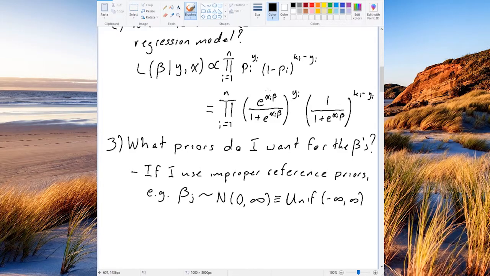So again, I'm not a big fan of using improper reference priors. Proper reference priors I'm cool with, but improper reference priors can cause some complications for me. This is not a great place for me to be using improper reference priors. It always pays to think about the priors you're going to use.